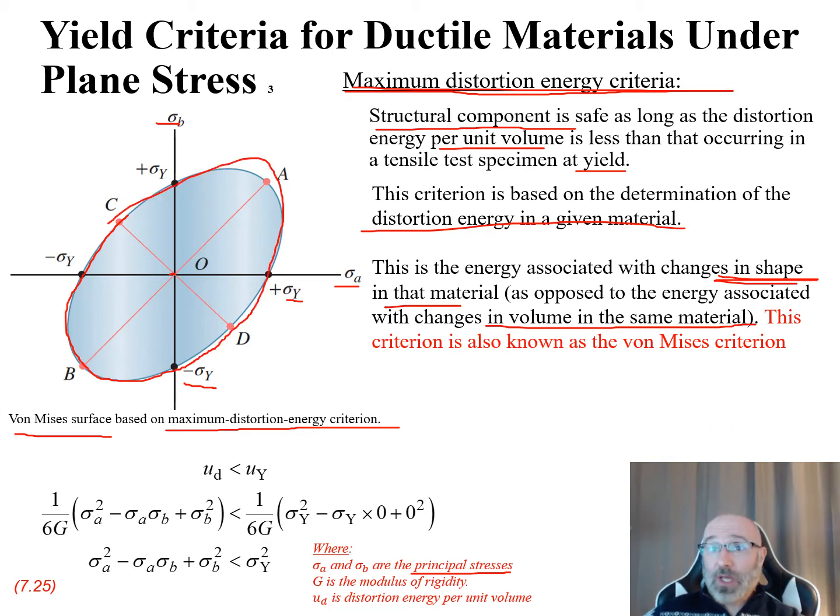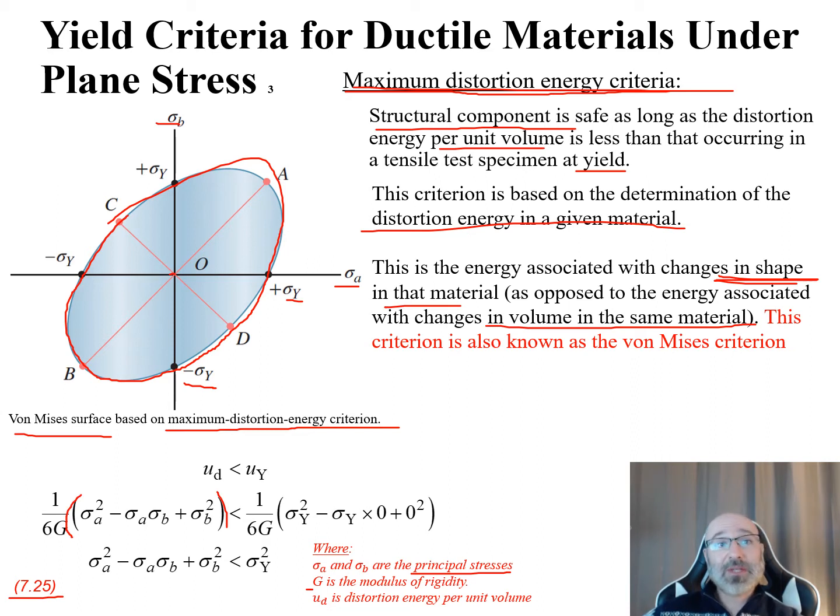Our governing equation for this relationship is given as a derivation of equation 7.25 in our textbook. We have 1 over 6G, where G is the modulus of rigidity, times our sigma A, the principal stress, squared, minus sigma A sigma B, plus our sigma B squared. So that's just a combination of our principal stresses there.